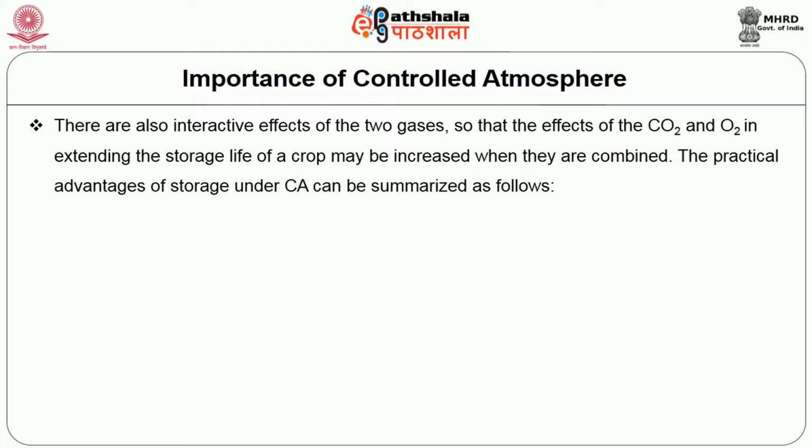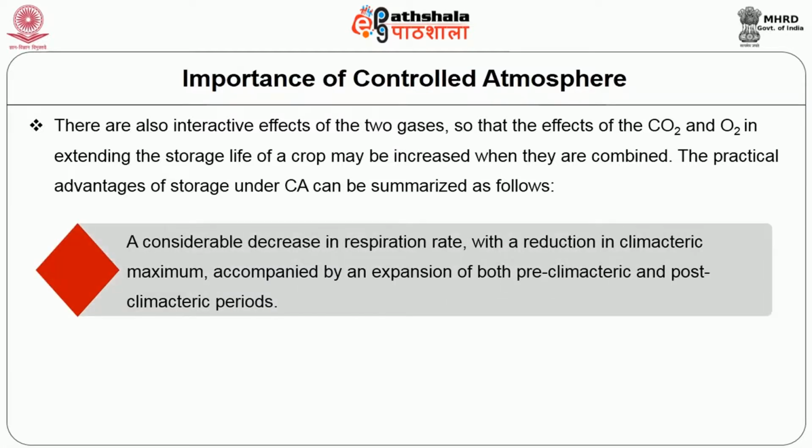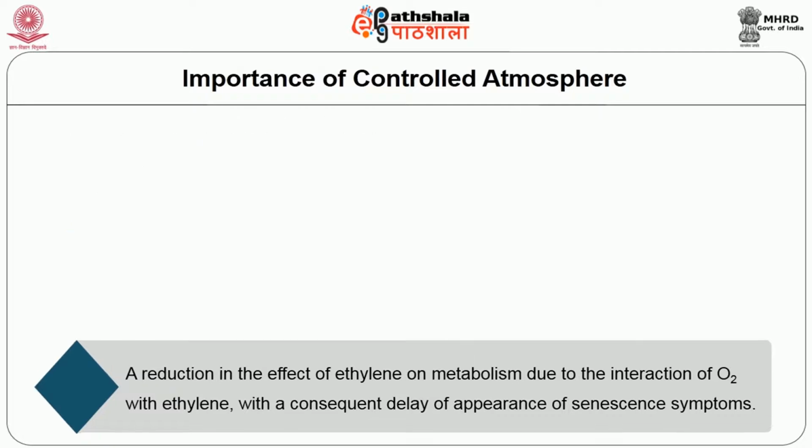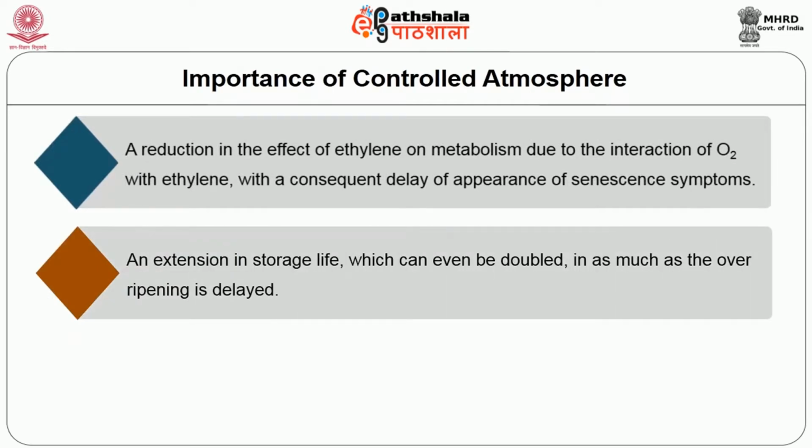The practical advantages of storage under CA can be summarized as follows. A considerable decrease in respiration rate with a reduction in climacteric maximum, accompanied by an expansion of both pre-climacteric and post-climacteric periods. A reduction in the effect of ethylene on metabolism due to the interaction of oxygen with ethylene, with a consequent delay of appearance of senescence symptoms. An extension in storage life, which can even be doubled, inasmuch as over-ripening is delayed.